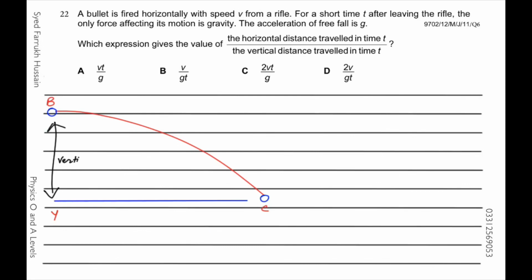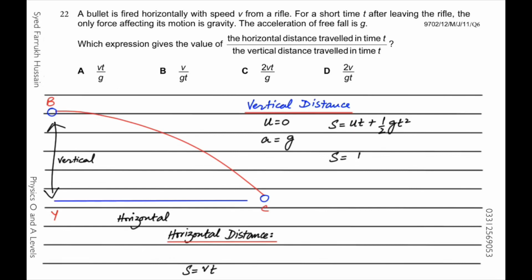So solving it for vertical and horizontal individually, horizontal distance will be speed times time. So horizontal distance is v into t, where v is the horizontal speed and t is the time taken by the bullet to move from C to Y. Now for the vertical journey, initial speed is 0, acceleration is g, so s is equal to ut plus half gt square gives s is equal to half gt square. So sy is the vertical distance and sx is the horizontal distance. You have to find sx upon sy. After simplification, you will get option D as your correct answer, 2v upon gt.